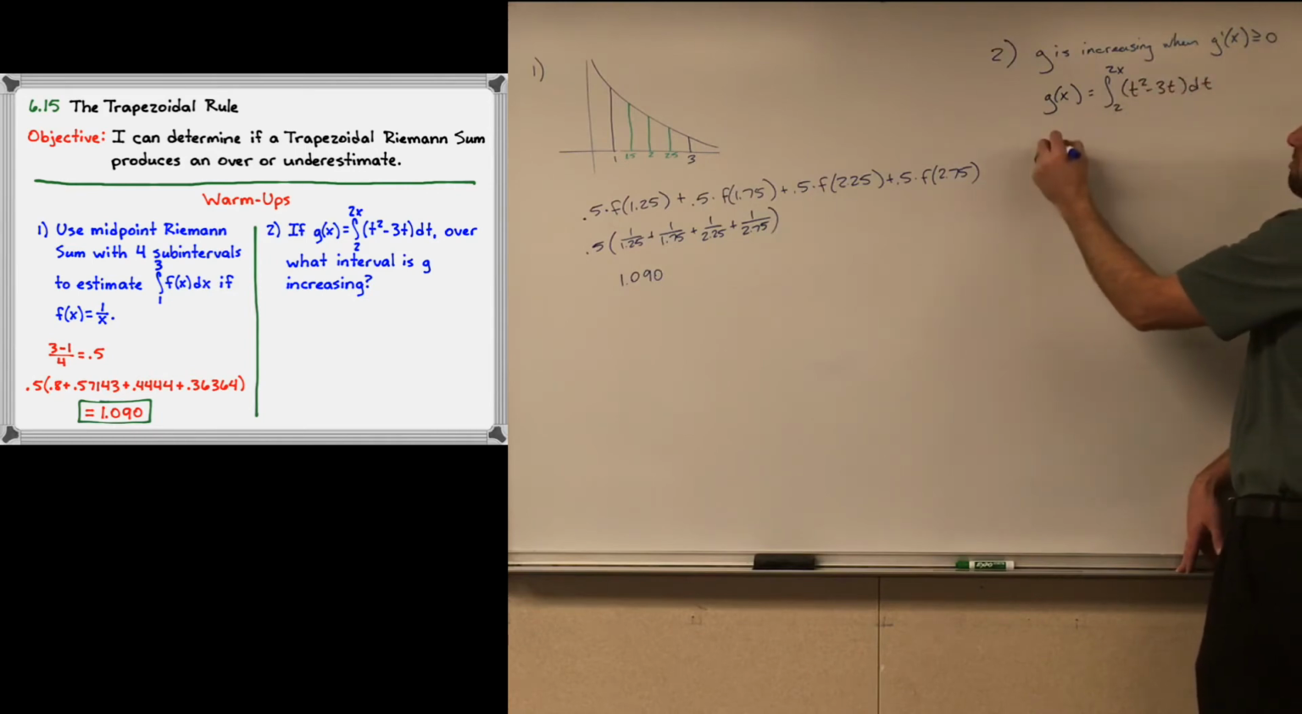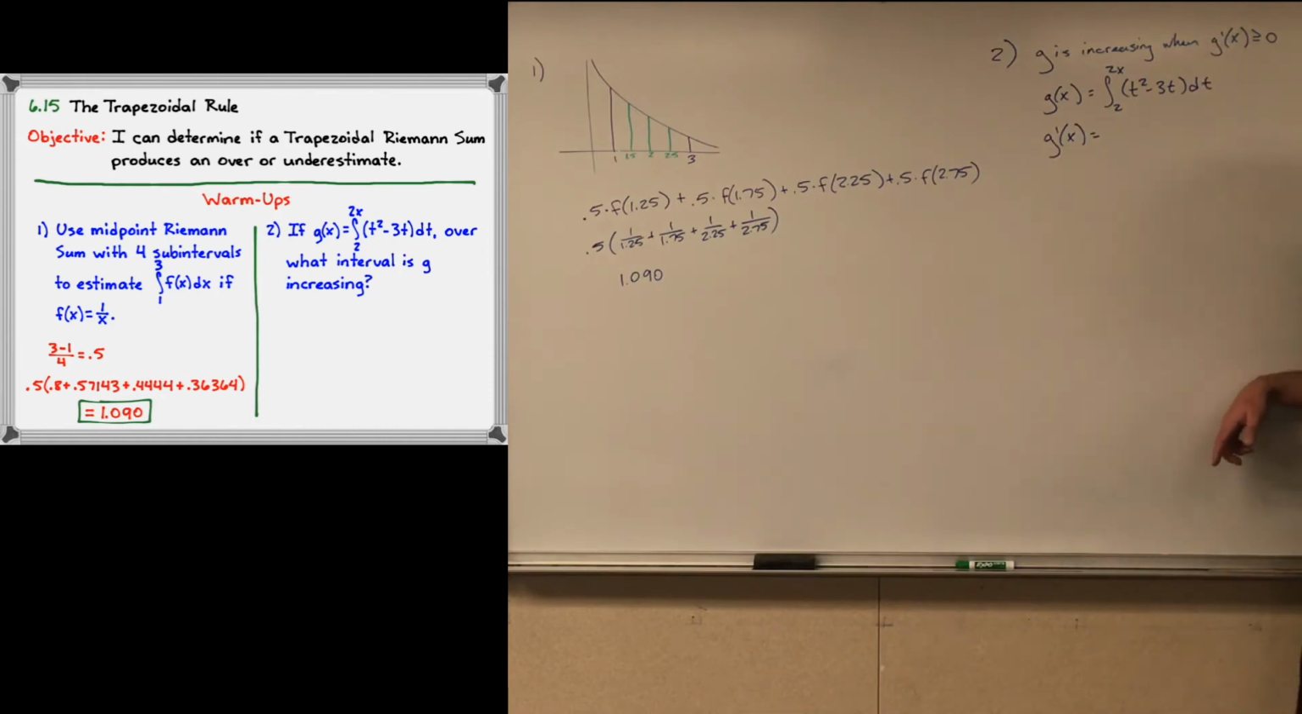So what is G prime? What do I do to find the derivative of G if it's an integral function? No, time out. We are taking the derivative, so I have to take the derivative of this side. I'm not taking the derivative of this, and I'm not taking the antiderivative of this. I'm taking the derivative of the integral. Why do I not have the attention of you guys? Focus. What do I do to take the derivative of an integral?